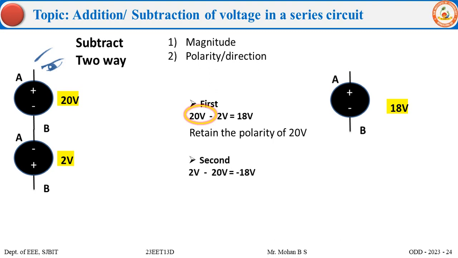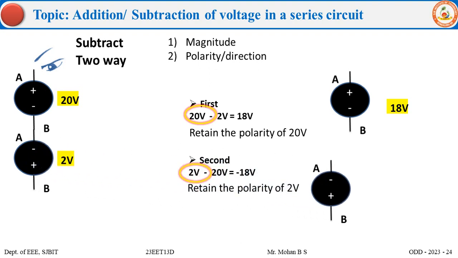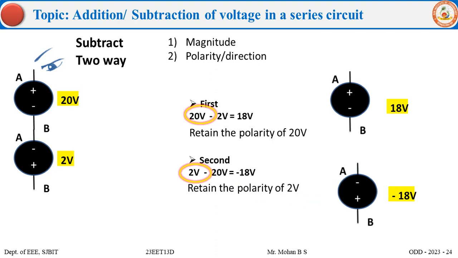Second case. Now I want to subtract. Why should I always follow this method? If I subtract from 2 volts, I get minus 18 as magnitude and I retain the polarity of 2 volts. So you can see, first case 18 volts, A is positive. Second case, it is minus 18 and A is negative, as we discussed in the initial slide a few minutes back with respect to subtraction. This is how you have to follow. So 18 volts, A is positive; minus 18, A is negative.